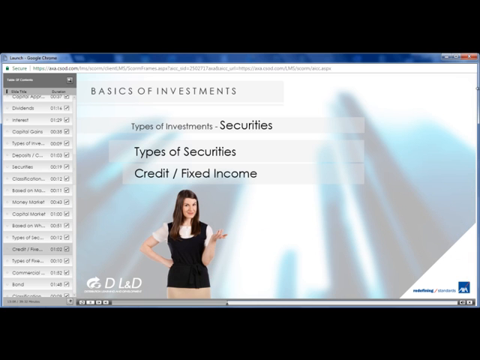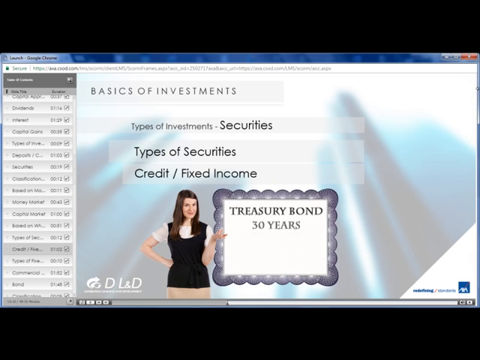Take this example. An investor could own a 30-year treasury bond with a face amount of $1,000 and an interest rate of 4%. The investor can anticipate receiving $40 in annual interest payments for 30 years, at which time the investor will receive the final interest payment plus the return of his $1,000 principal.